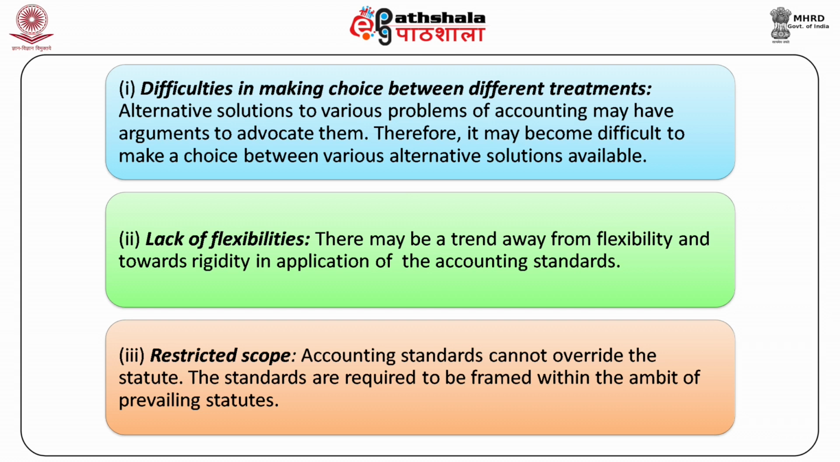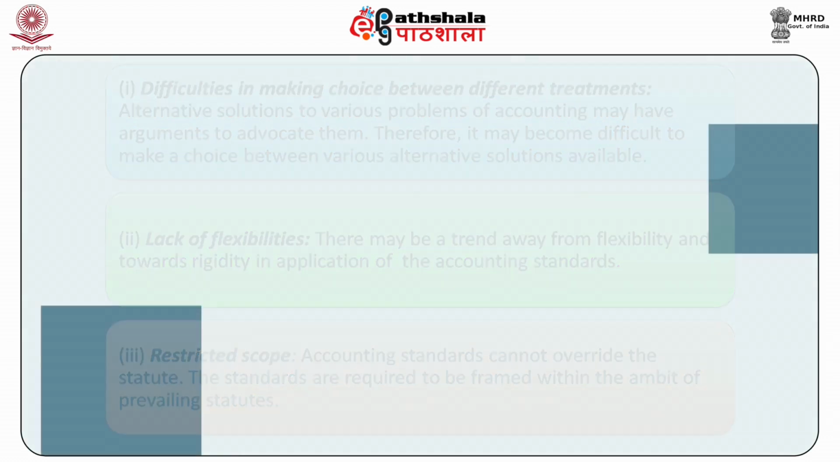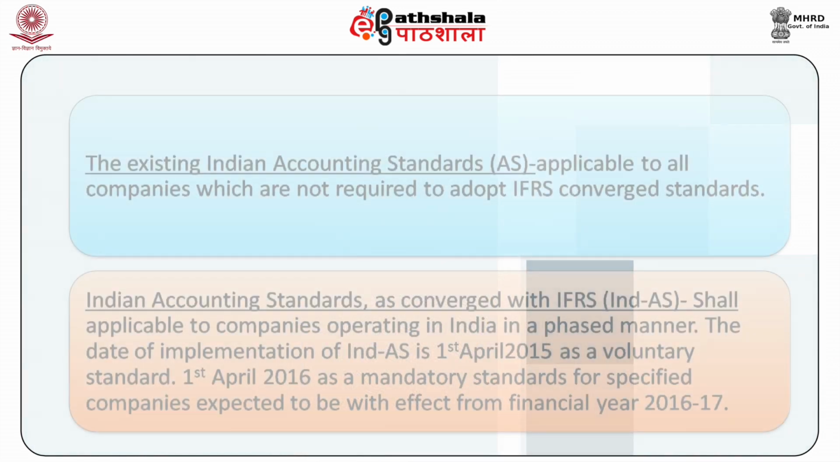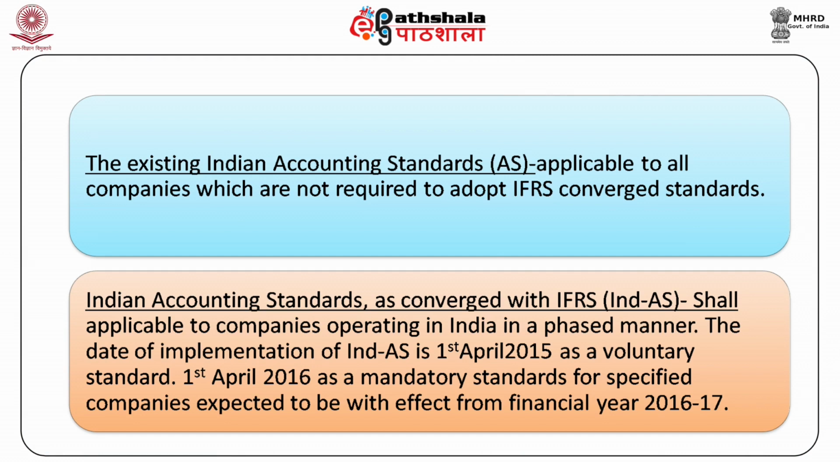Accounting standard cannot override the statute. The standards are required to be framed within the ambit of prevailing statutes. Accounting standards at present: in India, there will be two sets of accounting standards. The first, the existing Indian accounting standards applicable to all companies which are not required to adopt IFRS converged standards. The second, Indian accounting standards as converged with IFRS, shall apply to companies operating in India in a phased manner.